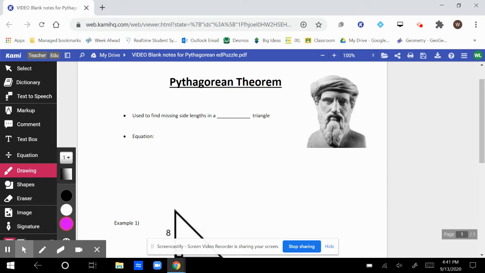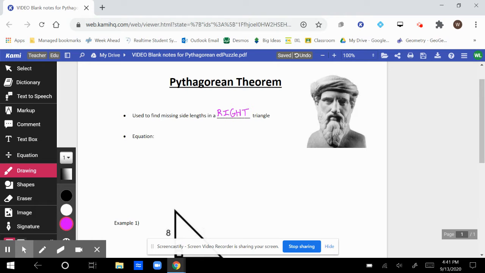So first, the Pythagorean theorem is used to find missing side lengths in a right triangle. Okay, so we want to be specific. Where do we use the Pythagorean theorem? With triangles, you guys might have remembered, but more specifically, it's used in right triangles.